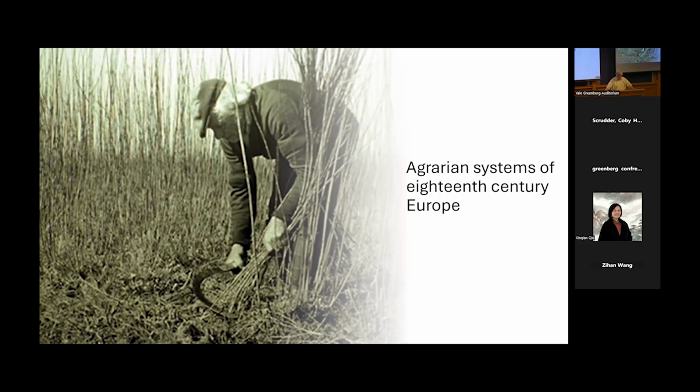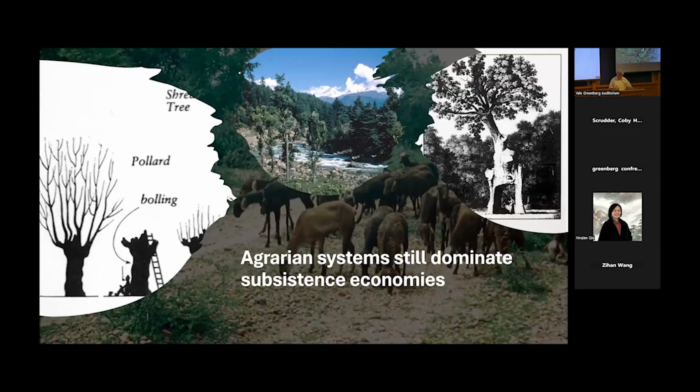Agrarian communities are prevalent in other places. If you think about Papua New Guinea, the Amazon, parts of Siberia, Swidden systems still go on. If you think about India, large parts of Africa, parts of Central America, agrarian systems still dominate today.